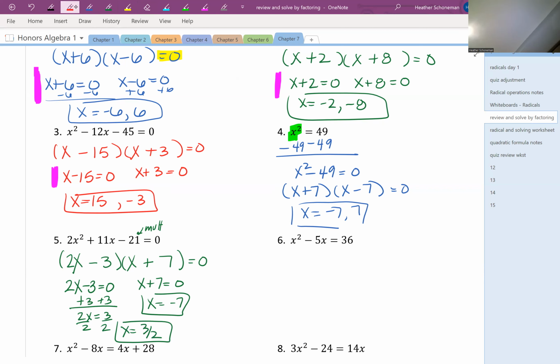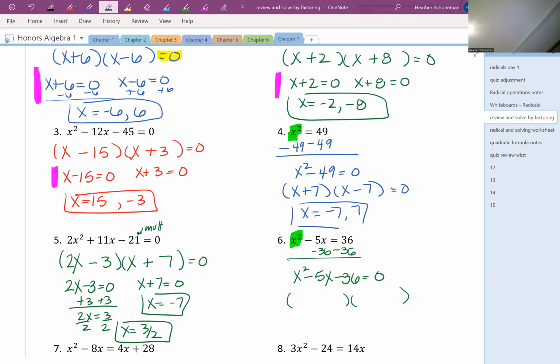Okay, let's try this again. Number 6, first step, set equal to 0. But remember, when we do this, the x squared must remain positive. And when we write it, we always want it in that descending order. So it's x squared, x, and then the number. So I've got the x squared and the 5x. I'm going to subtract the 36 because my x squared is already positive, so I don't want to move it. So I'm going to have x squared minus 5x minus 36 equals 0.